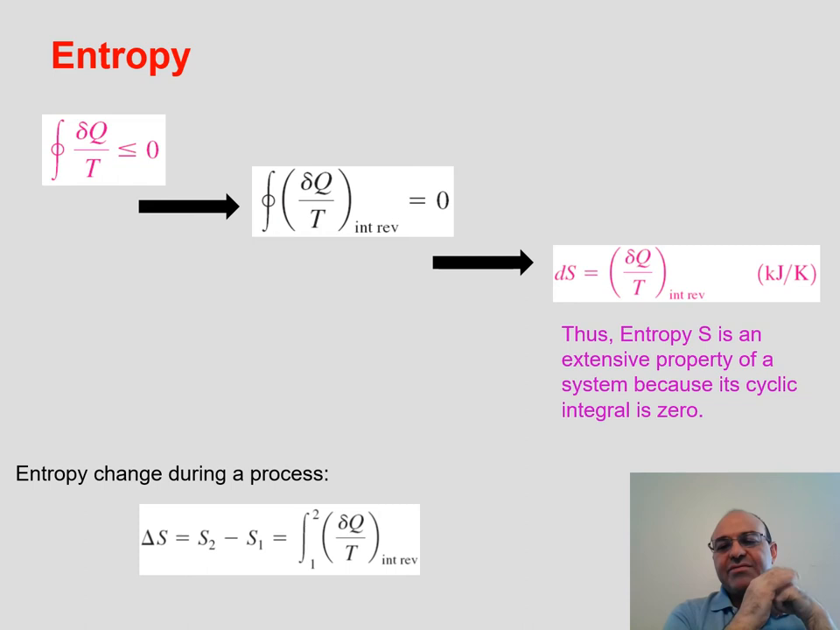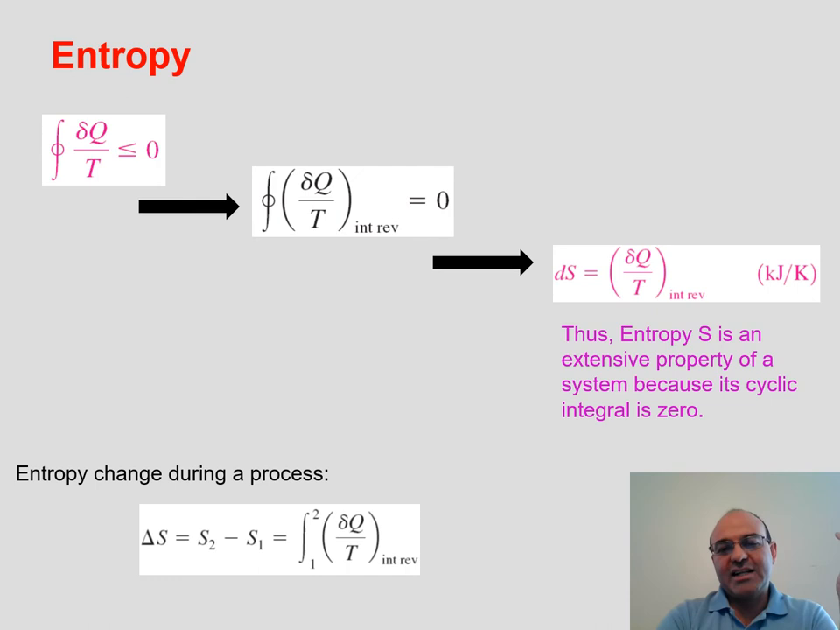So it is similar to, for instance, energy, volume, temperature, or pressure. Because of this characteristic, we can tell that this delta Q over T must be a property, something which only depends on the state of the substance, if it's a point function. We call this entropy.